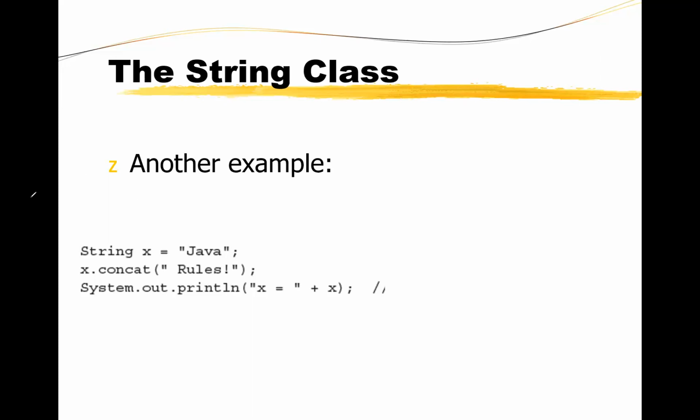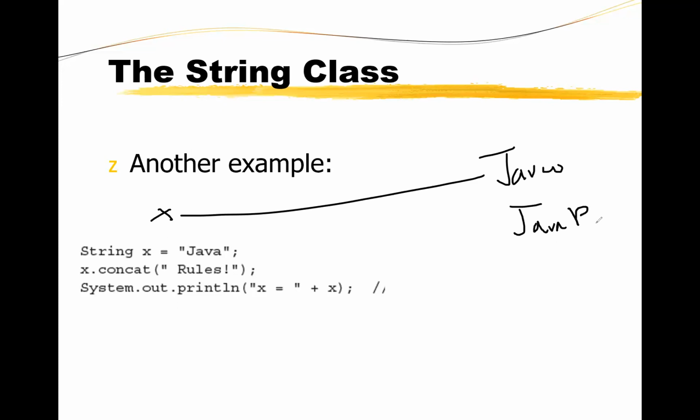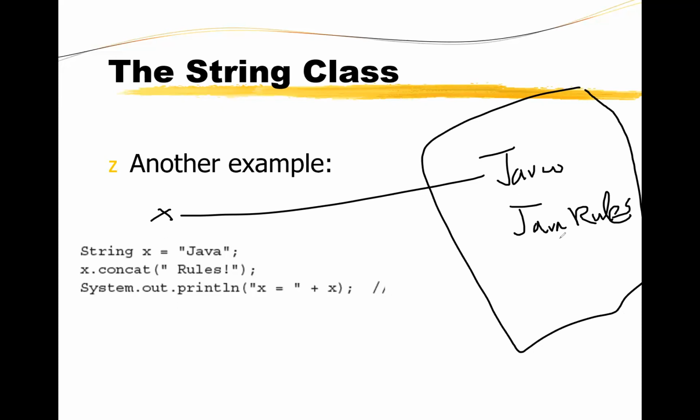Okay, now when you say X, in the memory, it refers to a Java object. And when you say X dot concat, it's going to create a new object called Java rules. But the reference is not updated. In the memory, it creates a new object called Java rules, but the reference does not get updated. When you print X value, X still refers to Java, therefore it will print Java.